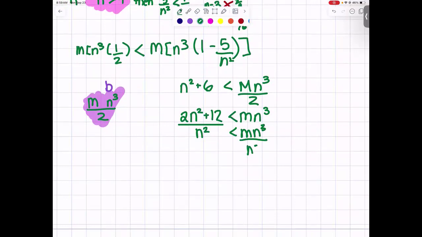n squared. Oh, that's so weird. I don't know what I just did there. Sorry, in my own little world a little bit.